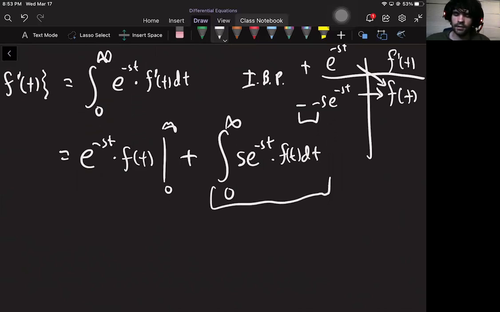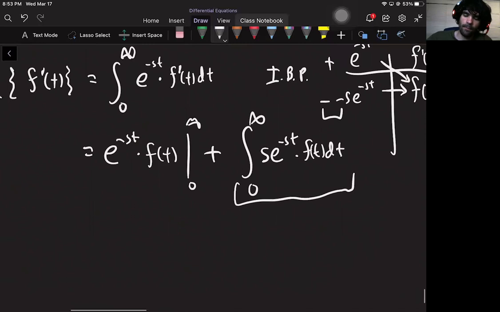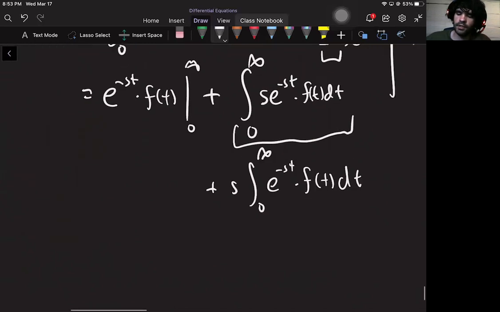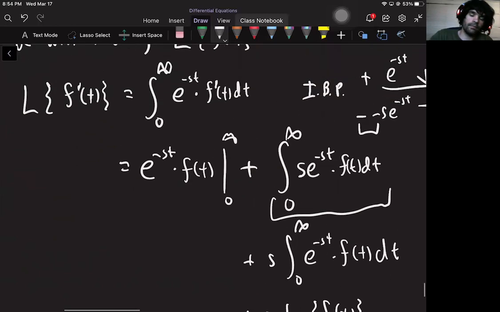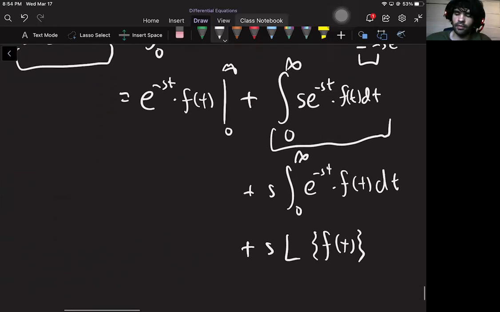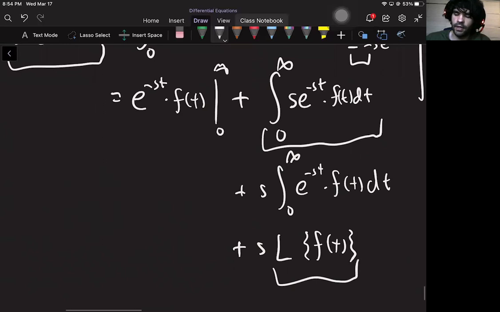Which is really good because what is this thing? Well, s is a constant. I can just take it out. But what is this thing that's left here? Isn't this just the Laplace transform of f of t? It is. So like I said, I will find the Laplace transform of f prime, and it will somehow involve the Laplace transform of f, and this is exactly what happens.